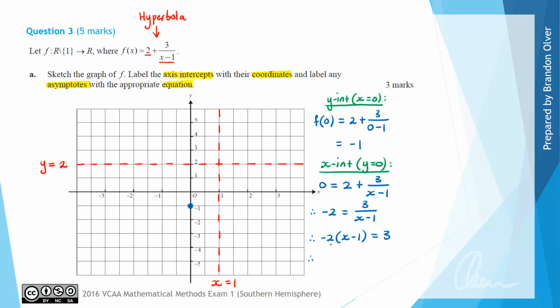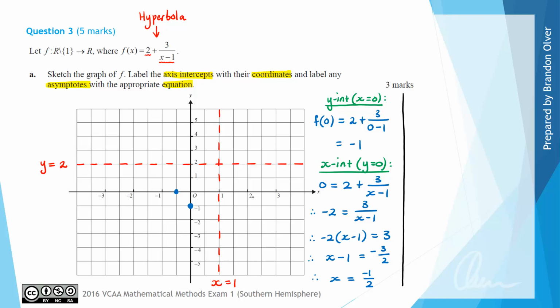Then we divide by negative 2, so we get x subtract 1 is equal to negative 3 over 2. Adding 1 to both sides we get x by itself, so x equals negative 1/2 or negative 0.5. That gives us an x-intercept just here. Now to be accurate with our graph, because they have provided a grid, we're going to substitute some more values of x in to find their y values.